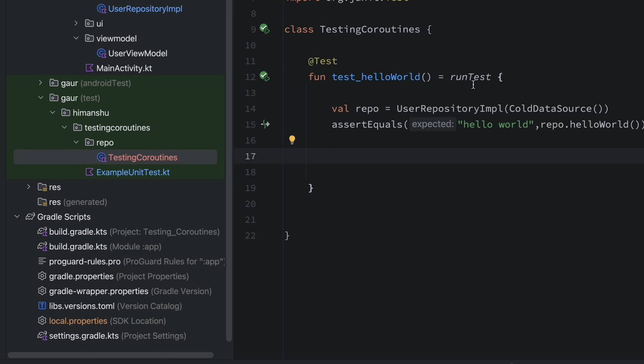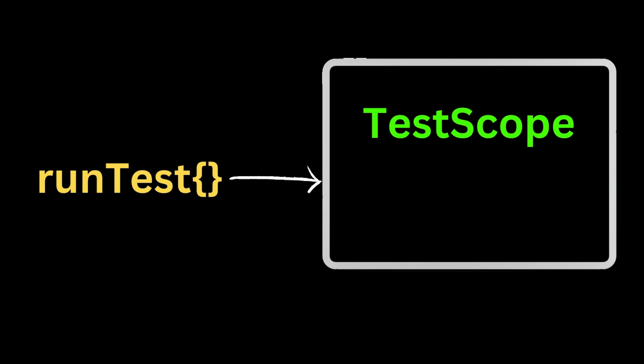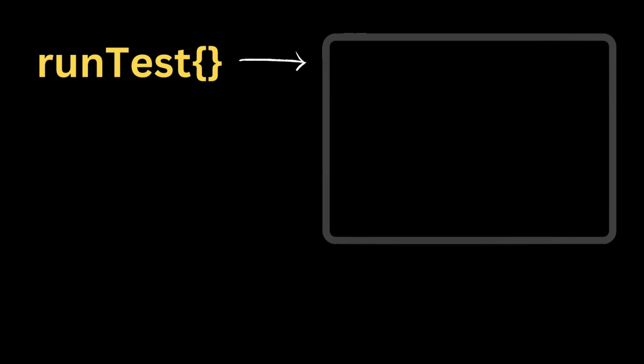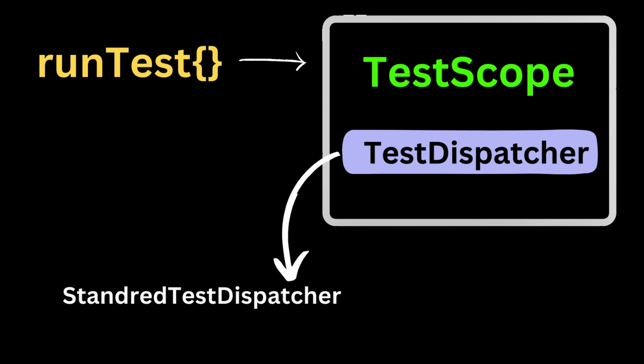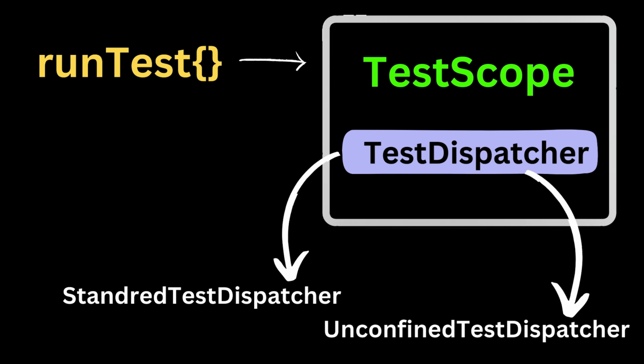So now it's a very good time to talk about this runTest coroutine builder. The runTest coroutine builder is used to build a coroutine that we're gonna use in our test cases. Under the hood, it uses TestScope. As you already know, every coroutine requires a CoroutineScope. This coroutine scope tells a coroutine about its life cycle, its dispatcher, and pretty much everything about it. Similarly, here we are having TestScope. That TestScope contains a TestDispatcher. This TestDispatcher is an interface that is implemented by two different classes, StandardTestDispatcher and UnconfinedTestDispatcher.